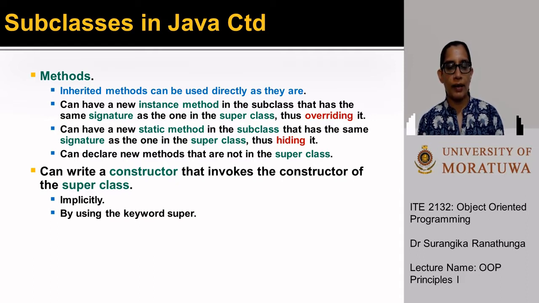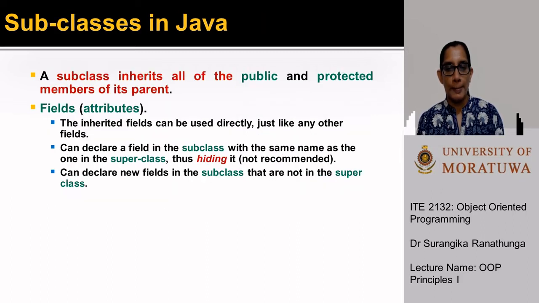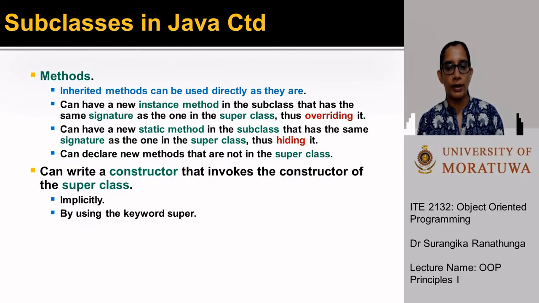And a subclass can have the same method signature as in the superclass. This idea is called method overriding. Although variable hiding is not recommended, overriding is okay. In fact, in many instances, people use method overriding. So what is method overriding? In our superclass, we have a method, and in the subclass, we have a method with the same signature. The implementation may be different, but the method signature is the same. In that case, we say method overriding.